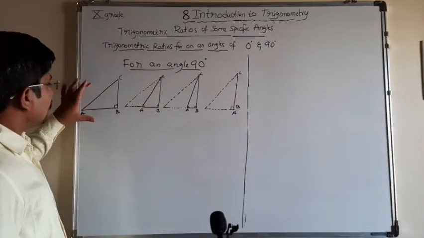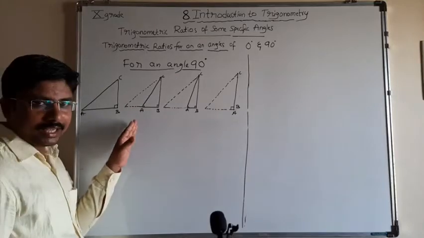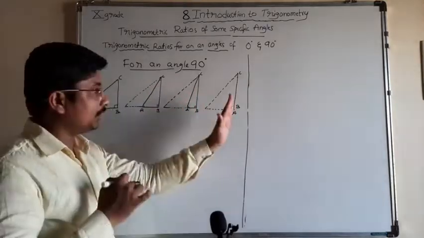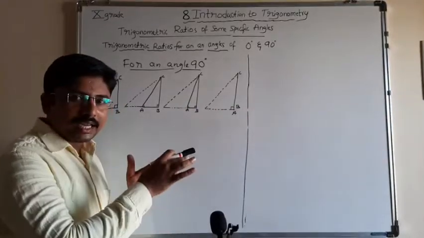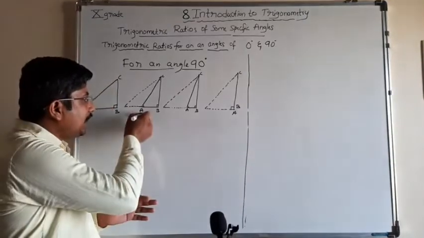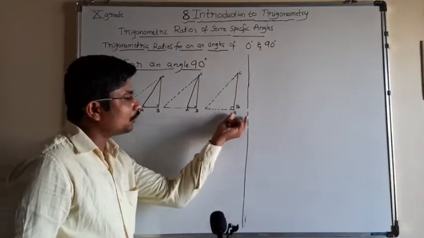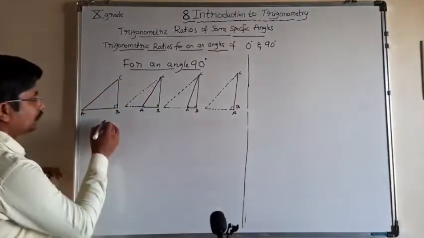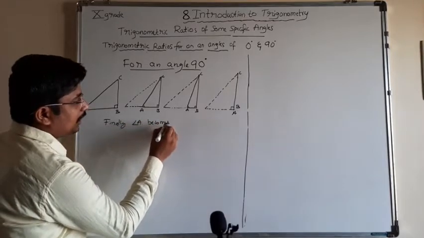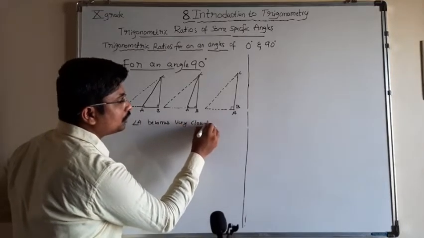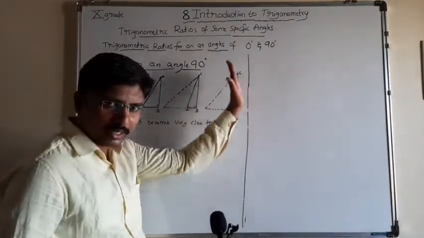Next, we will move to the angle 90 degree. Consider a right angle triangle ABC, right angled at B. In this condition, as angle A gets larger and larger, angle C gets smaller and smaller, and the length of the side goes on decreasing, and the point A comes closer to B. Finally, angle A becomes very close to 90 degree.